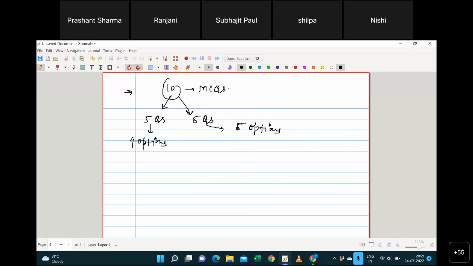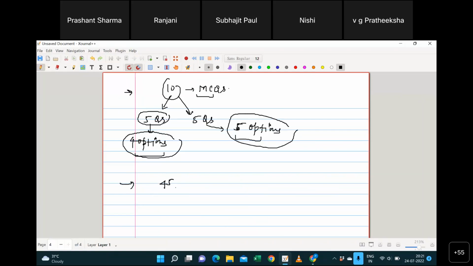Are you able to understand? There is a test paper of 10 MCQs, out of which the first 5 questions have 4 options and the remaining 5 questions have 5 options. So tell me, in how many ways are answers possible? 4 raised to 5 into 5 raised to 5.